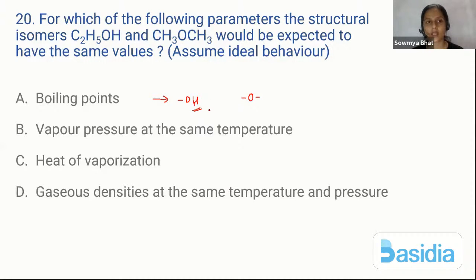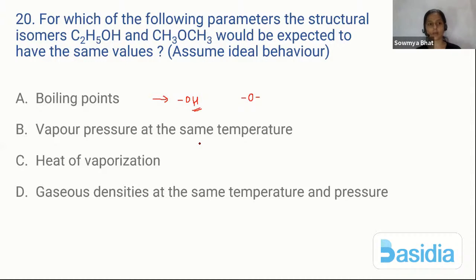These are the structural isomers. And what happens is, in case of these 2 compounds, the boiling points can be near to each other, but not the same. The question is, you have to find out the same values. And the second one, vapor pressure. When their boiling point differs, their vapor pressures also differ. The boiling point is directly related to the vapor pressure. Higher is the vapor pressure, lower will be the boiling point.